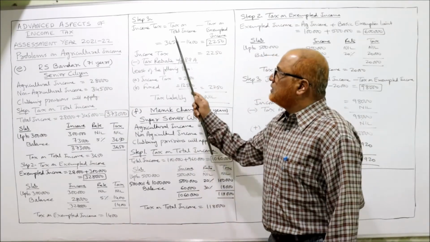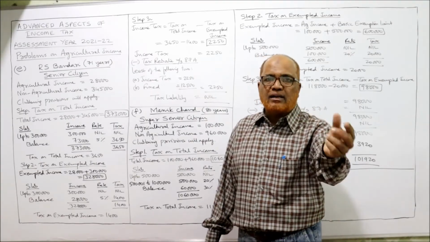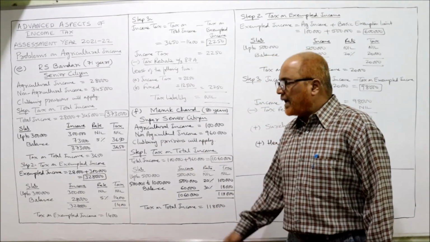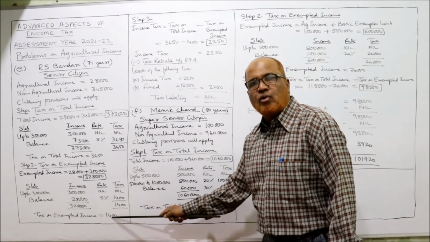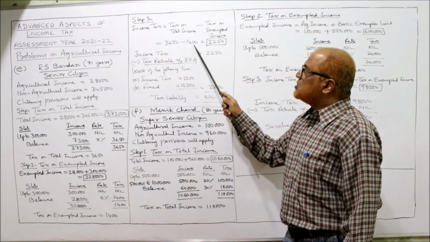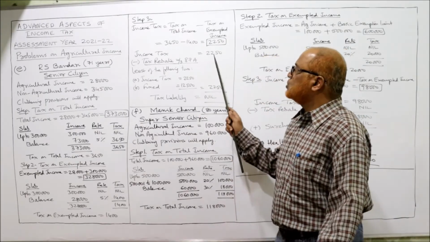Right? Now, third step. Income tax is equal to tax on total income minus tax on exempted income. Tax on total income is 3,650, and tax on exempted income is 1,400. So 3,650 minus 1,400 is 2,250. Income tax we got is 2,250.